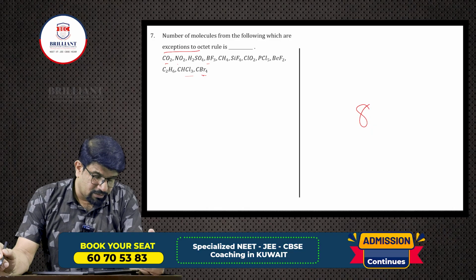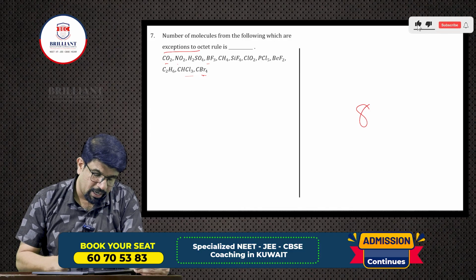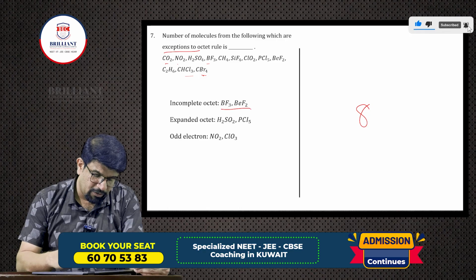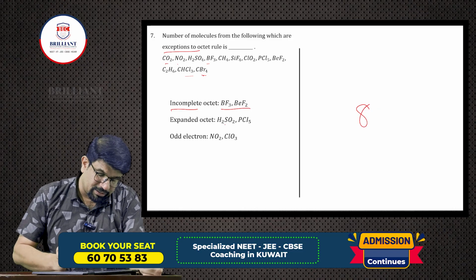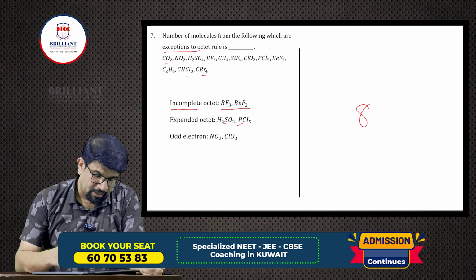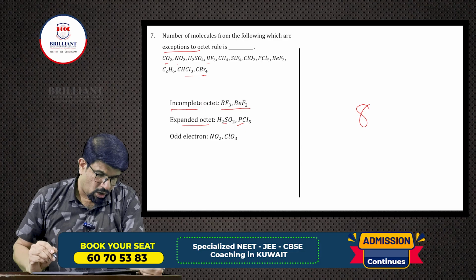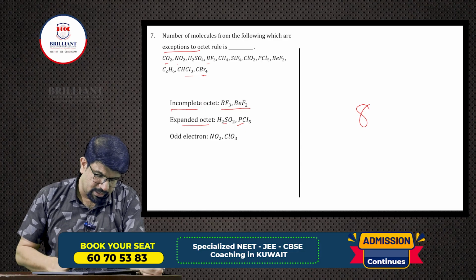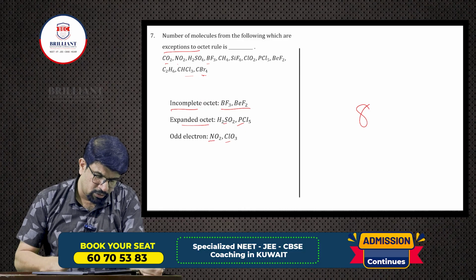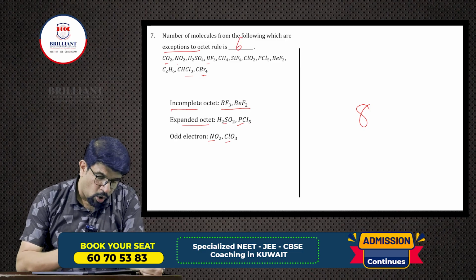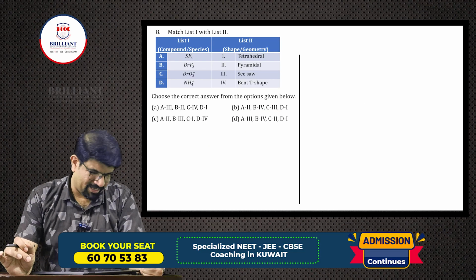Then which molecules show incomplete octet? That central atom shows incomplete octet. Boron and beryllium. So BF3 and BF2 have incomplete octet. Then expanded octet, that is more than 8 electrons in the valence shell, right? So sulfur and phosphorus in the case of H2SO4 and PCl5 show expanded octet. Then odd electron species, that is NO2 and ClO3. From the given examples, 1, 2, 3, 4, 5, 6 molecules show exception to the octet rule. Next question.